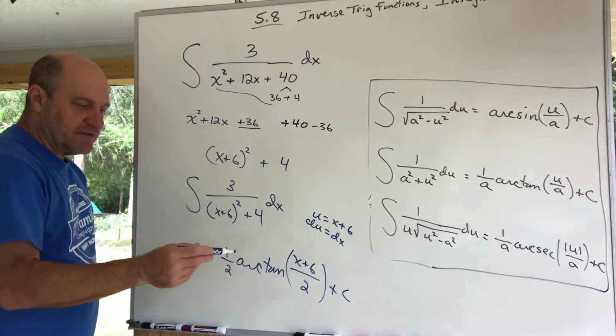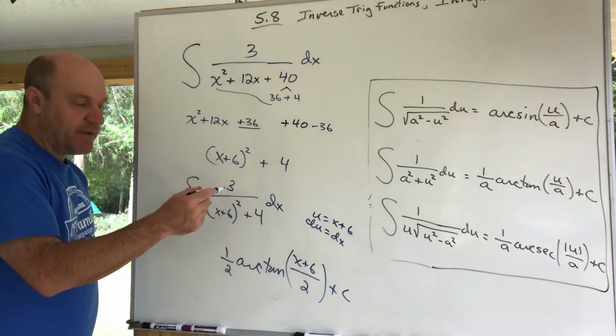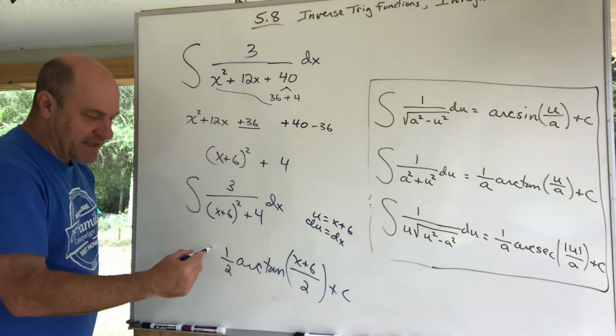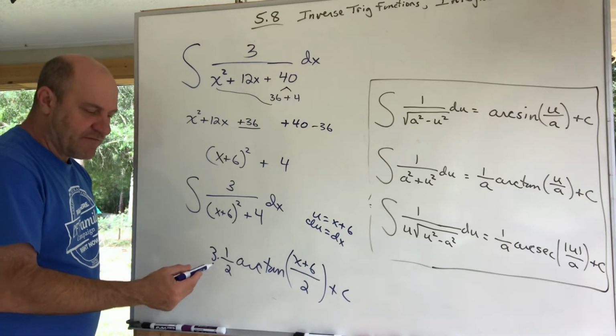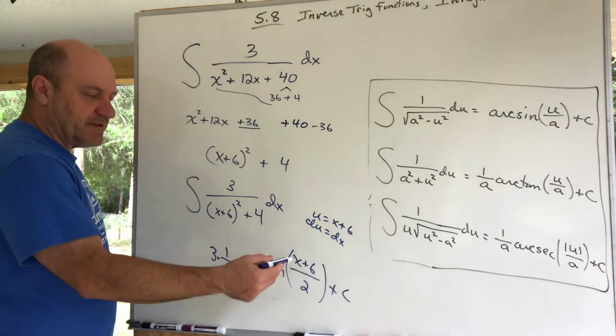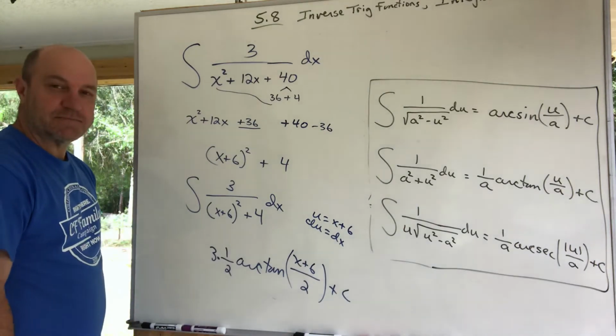But there is one other aspect to this problem. There's a 3 on top. You pull the 3 out and you put it back, sitting right in front of this. So 3/2 arctangent x plus 6 over 2. Cool. That's the answer.